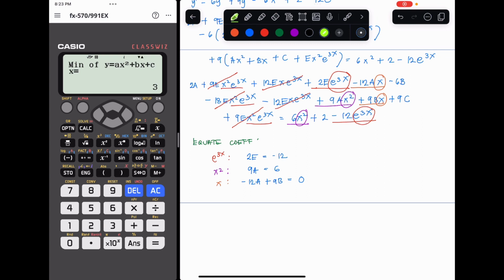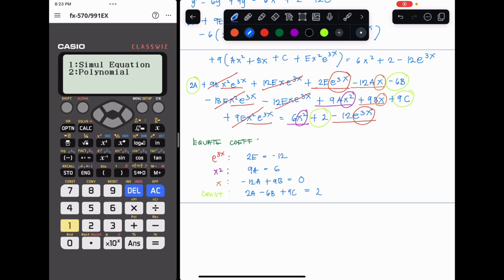And lastly, we have the constant. So for the constant, we have 2a, negative 6b, positive 9c is equal to 2. So we write that one as 2a minus 6b plus 9c is equal to 2. Okay, so again, we can use our calculator to solve for the given equations, although again, you can do it manually if you want.